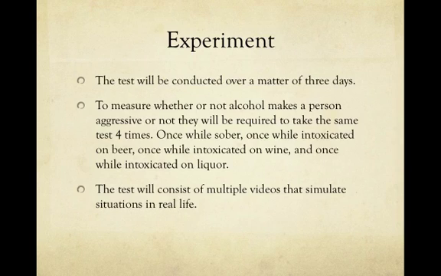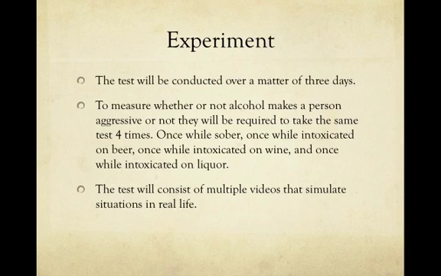This test will be conducted over a matter of 3 days, and to measure whether or not the alcohol makes a person aggressive or not, they're going to end up taking the same test 4 different times. They're going to take it once while sober, once while intoxicated on beer, once while intoxicated on wine, and once while intoxicated on liquor.